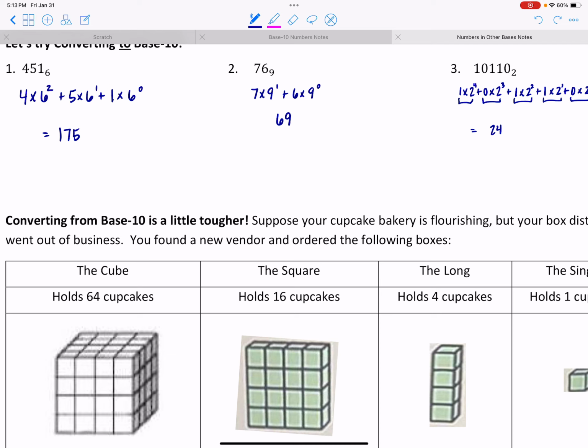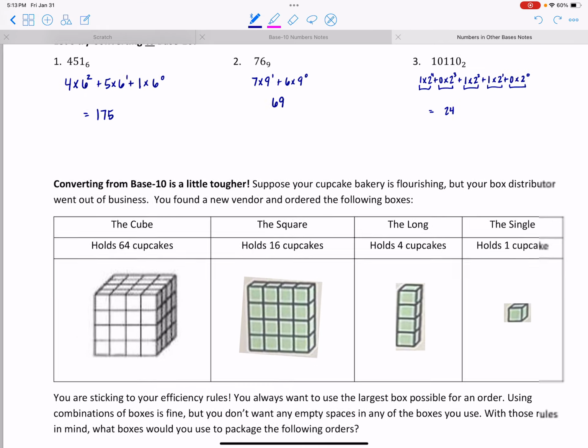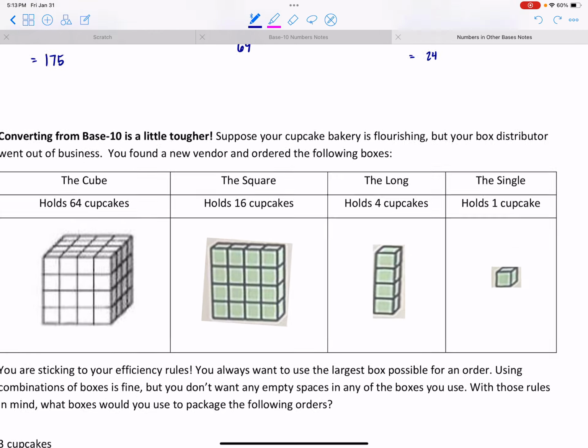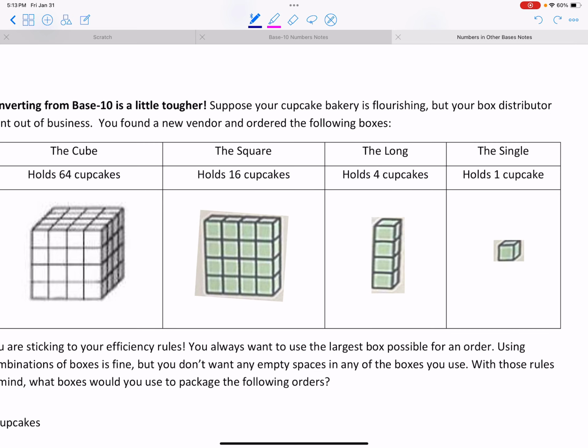So we're going to go back to our cupcake example. Let's suppose that business we opened up in that last lesson is flourishing, okay? But your box distributor went out of business. So you had to find a new vendor. You did, but now you're ordering boxes that look like this. It's a similar setup. You've got a cube, a square, a long, and a single.